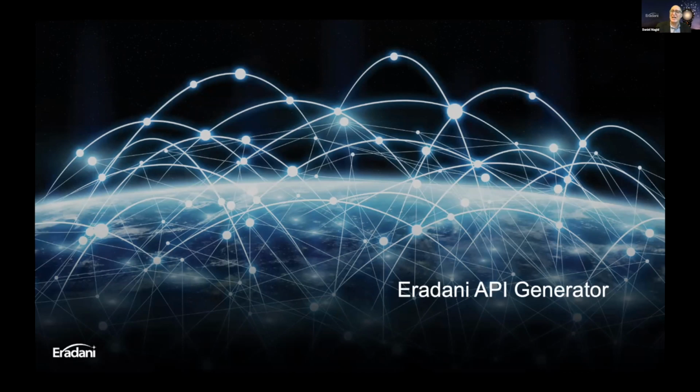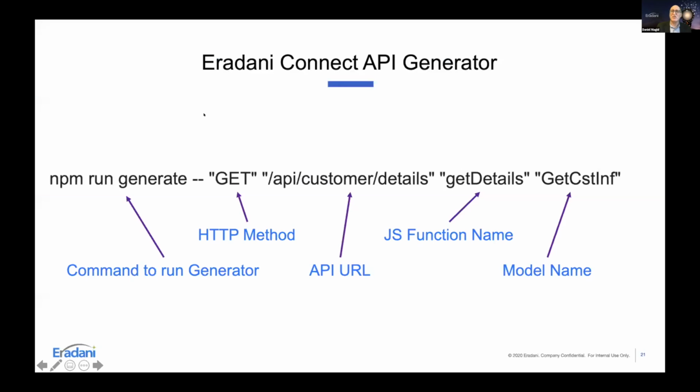Included in Eradani Connect is an API generator. So basically, all you need to do is say, I want to create an API. This is doing it through the command interface. So I want to run this command. Basically, you tell it what method you want to use. Am I going to read some information? Do I want to post? Am I updating? Am I sending new information? What's the function that I want to run? What is the open source function that I want to run?